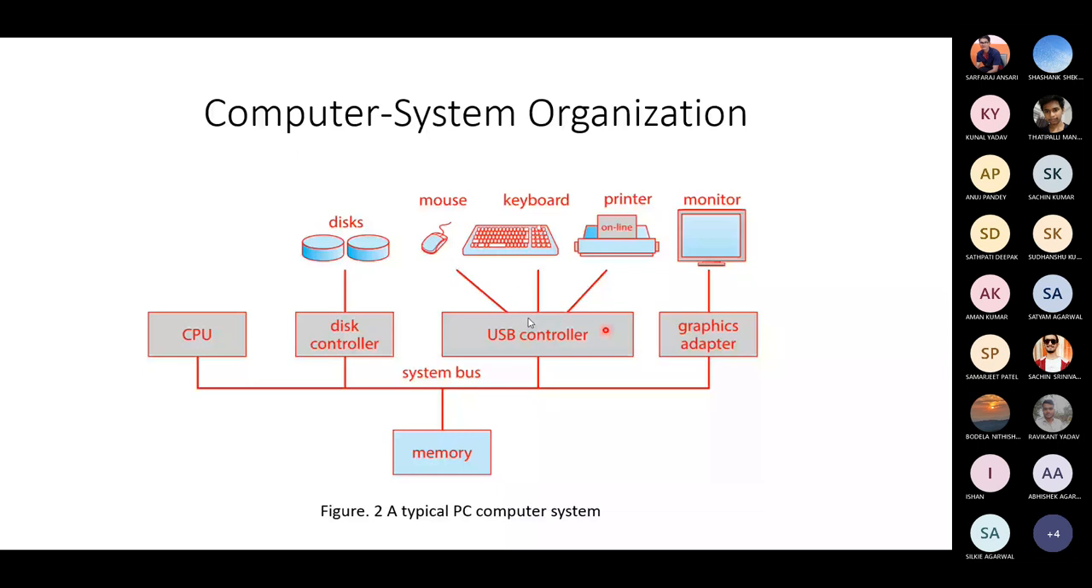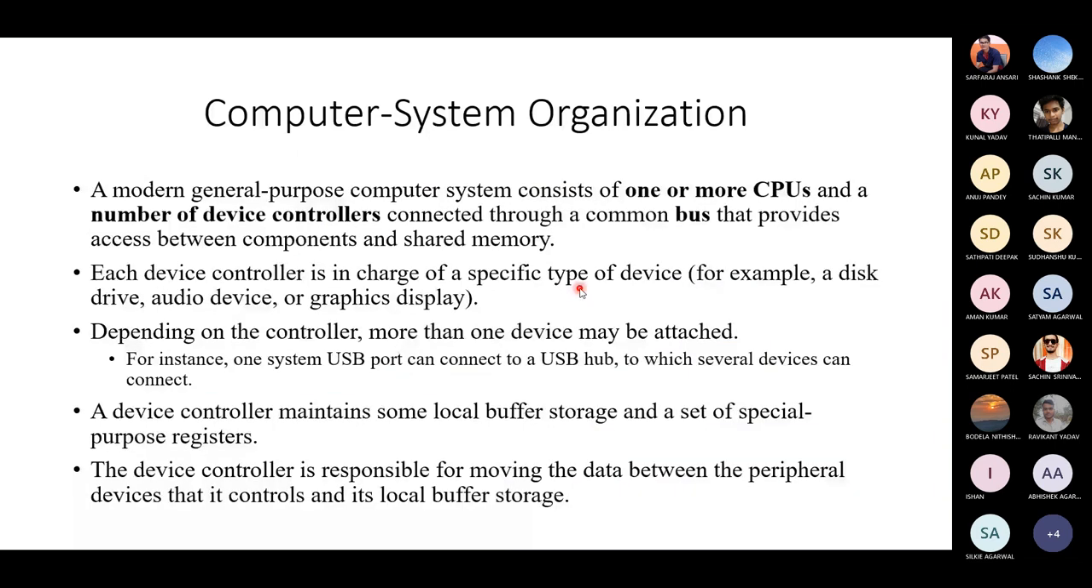Now the CPU, every time, will look into memory for access. When an application wants to execute, it goes to the CPU, and it will load into the memory. Each device controller is in charge of a specific type of device. For example, if you want to listen to audio, you need to install an audio driver. If you want to see something graphically, you need to install a graphics driver. So they control their respective devices.